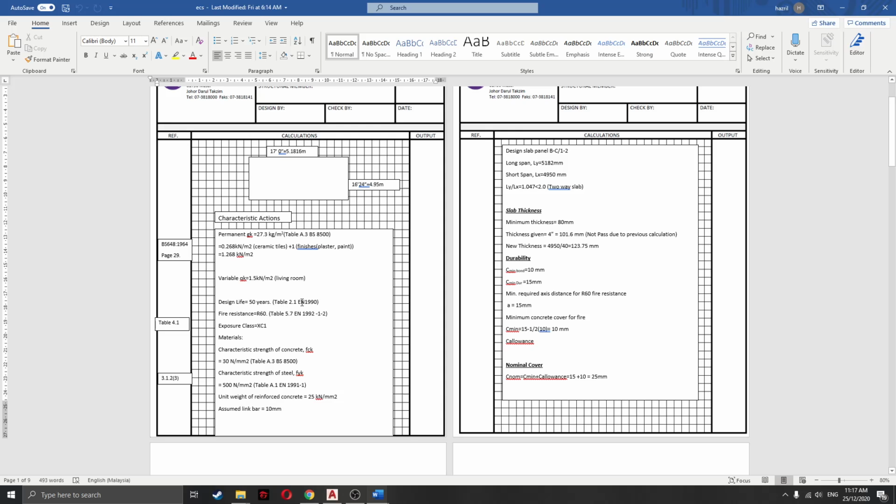Design life 50 years. Fire resistant R60. Exposure class XC1. Strength of concrete 30 Newton per millimeter squared. fyk 500 Newton per millimeter squared. Unit weight 25 kilonewton per meter cubed. Assembly bar 10 millimeter. Design slab panel BC.